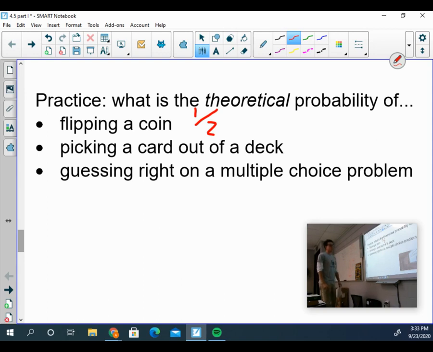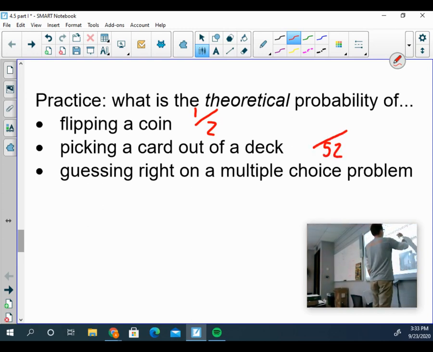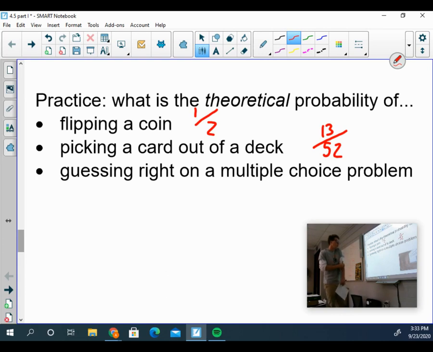Picking a certain card out of a deck. Let's say I'm looking for the Queen of Spades. The sample space is 52 cards, and I'm looking for the Queen of Spades, so it would be 1 out of 52. If I was looking for just any heart, that would be 13 out of 52, because there are 13 hearts in the deck. Guessing right on a multiple choice problem. The sample space is how many options there are. If it's A, B, C, D, then there would be 4 options, and there's going to be 1 right answer, so it would be 1 out of 4. Hopefully you got those right. If not, at least I hope these make sense. Let me know if they do not.